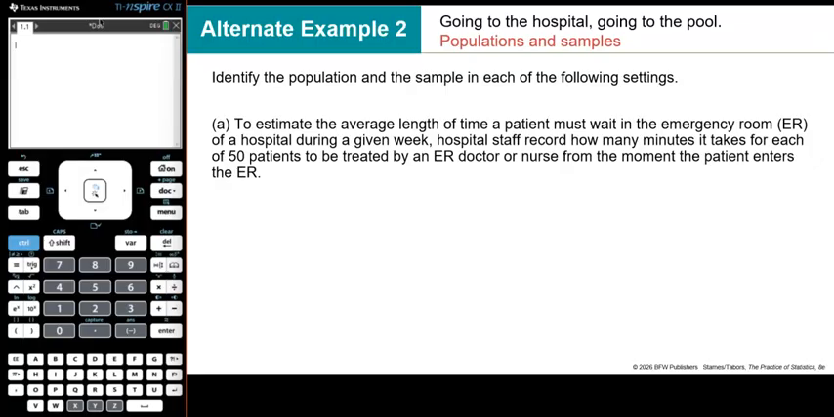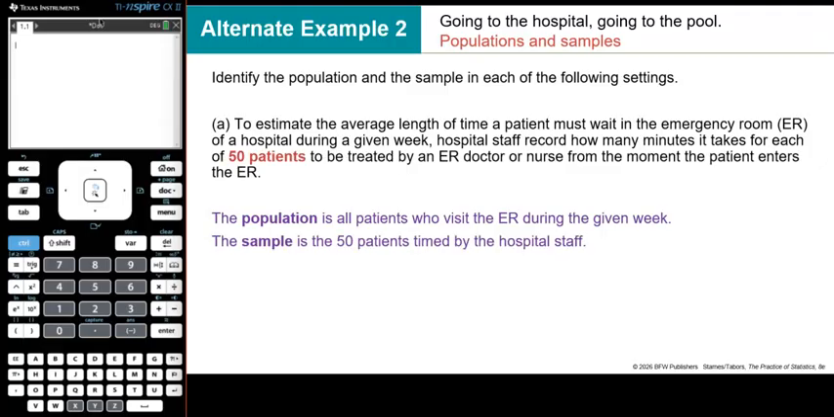To estimate the average length of time a patient must wait in the ER of a hospital during a given week, hospital staff record how many minutes it takes for each of 50 patients to be treated by an ER doctor or nurse from the moment the patient enters the ER. So they took a sample of 50 patients and asked them about the wait time. I'm hoping I'm right: the sample is the wait times of the 50 patients, and the population is the wait times of all the patients in the hospital who are in the ER. Yes, all patients who visit the ER during the week.